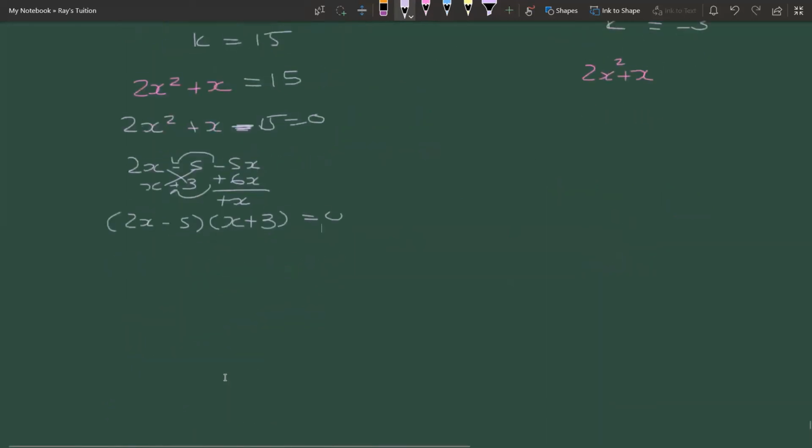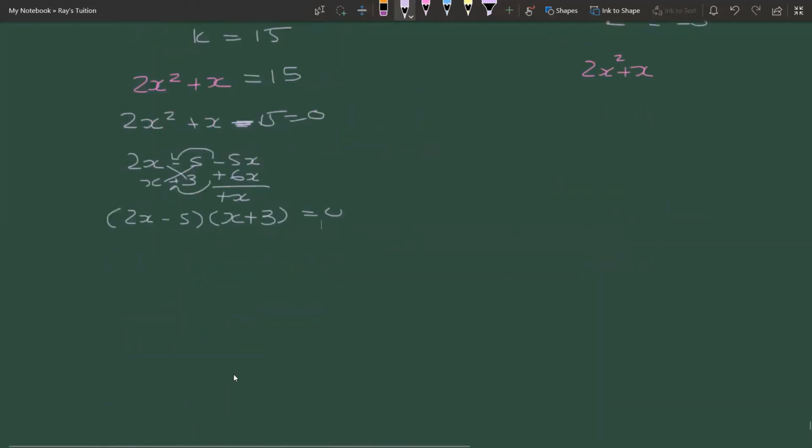If you are a bit confused about how we factorize this, again, please watch our previous videos on solving quadratic equations. So we have 2x = 5, and x is equal to 5 over 2, or x + 3 = 0, so x is equal to negative 3.